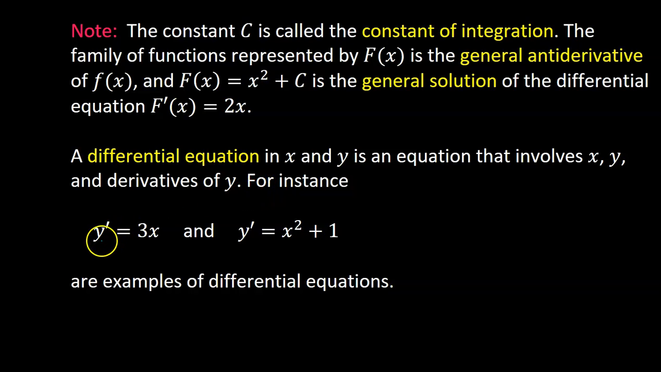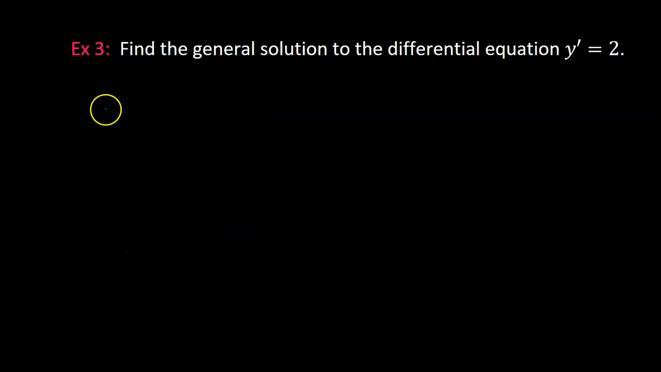For example, if I have an equation like this, y prime equals 3x, this is a differential equation because of the y prime. Or if I have y prime equals x squared plus 1, this is also a differential equation because of the y prime. So solving a differential equation will involve getting rid of the prime and getting y by itself. Let's start off with a really simple differential equation. Find the general solution to the differential equation y prime equals 2.